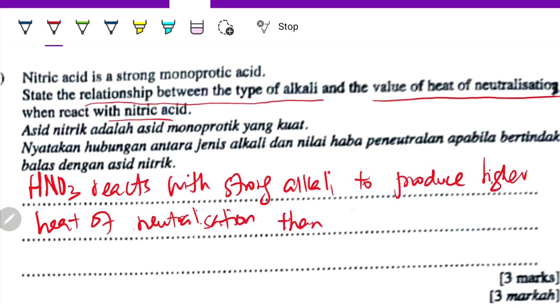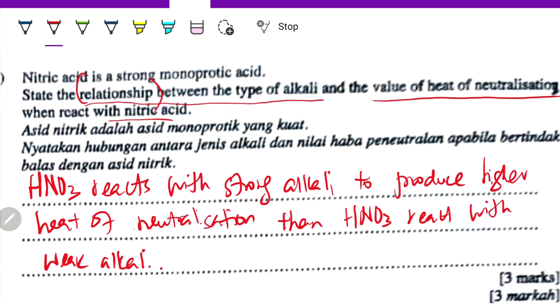Then nitric acid reacts with alkali. So this is how we write the relationship.